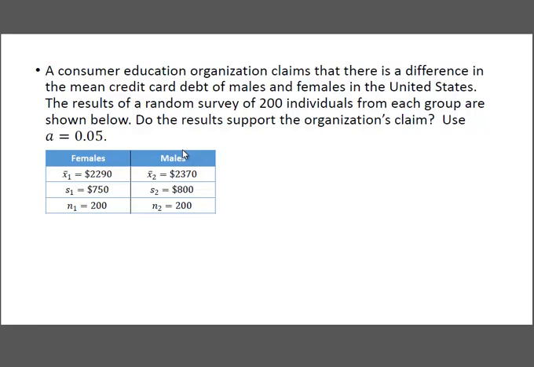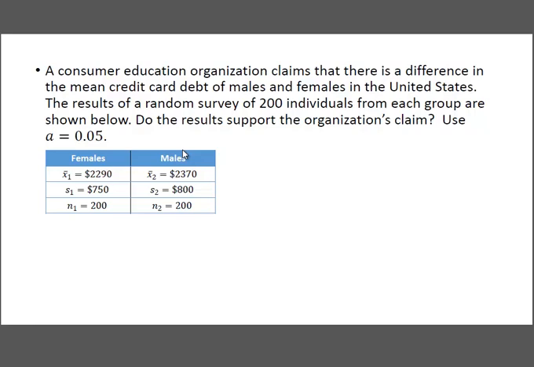The claim is that the first group is going to be different than the second group. Think of the different six symbols we've used when writing null and alternative hypotheses, like equal to, not equal to, less than, greater than, and so on. Which one do you suppose is going to be used if it's different? And if you thought not equal to, you're absolutely correct.